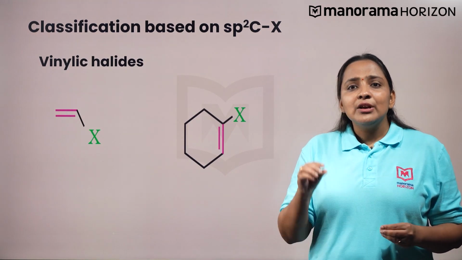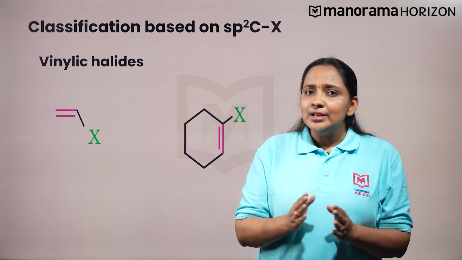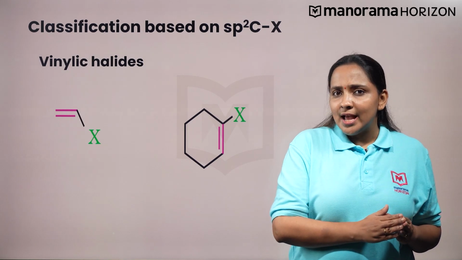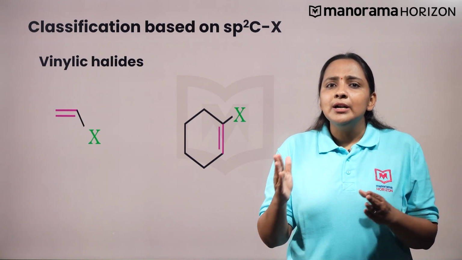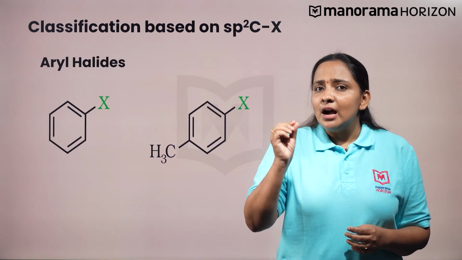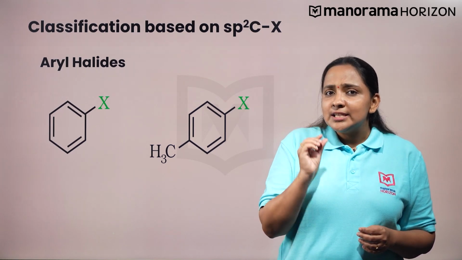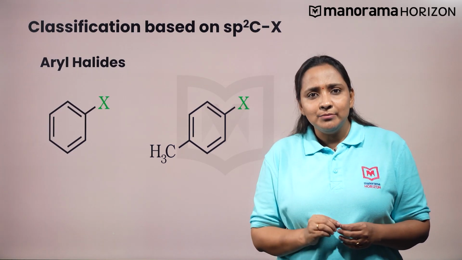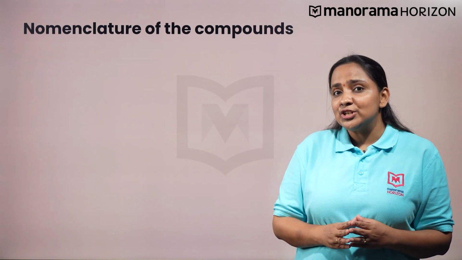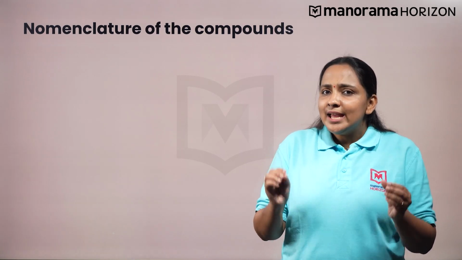The next classification of the monohalo compounds is according to the sp2 C-X bond. The first one is vinylic halides. These are the compounds in which the halogen atom is bonded to an sp2 hybridized carbon atom of a carbon-carbon double bond. The second one is aryl halides. These are the compounds in which the halogen atom is directly bonded with the sp2 hybridized carbon atom of an aromatic ring.